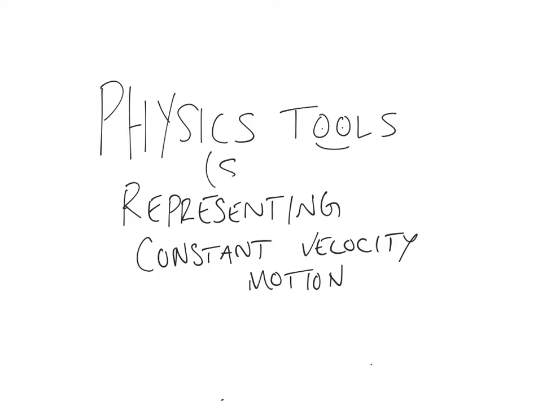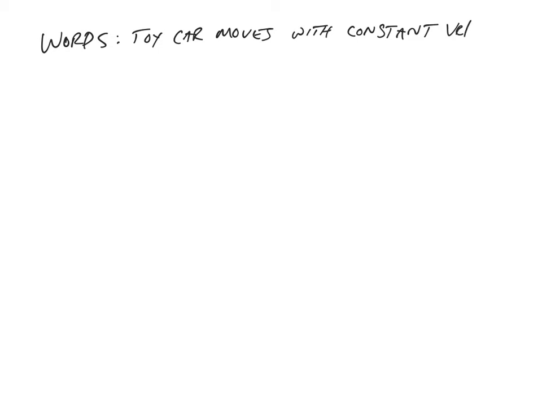So these physics tools scientists use in general are called scientific models. Okay? So these are some scientific models physicists use to represent constant velocity motion. First one, I'm just going to say the words to describe the motion. And let's say we have a toy car, just like you did in the lab. So the toy car moves with constant velocity. And those are the words. That's a scientific model, these words.